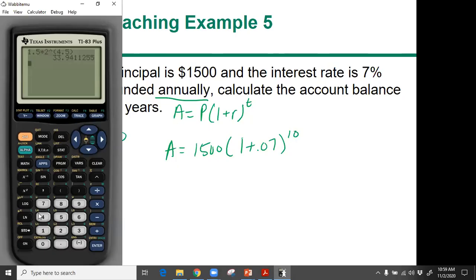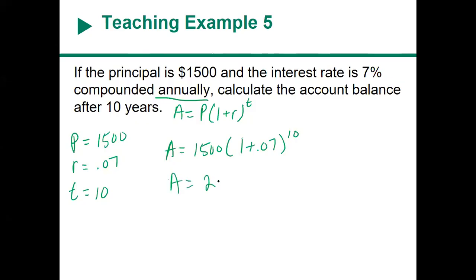So I go to the calculator, 1,500, parentheses, 1.07, and I'm going to get the carat to the 10 power. That's a 4. And I hit enter. And how much has my money turned into? $2,950.73. 73 cents. How do we feel about using the formula? Good?